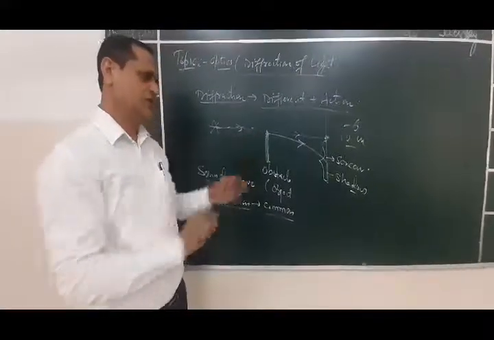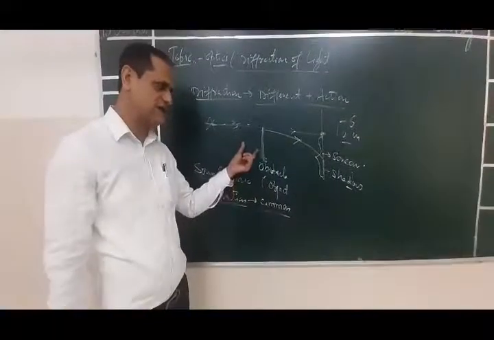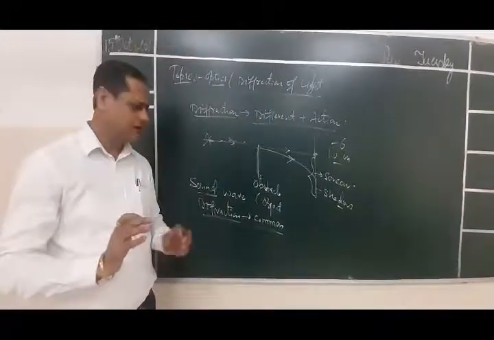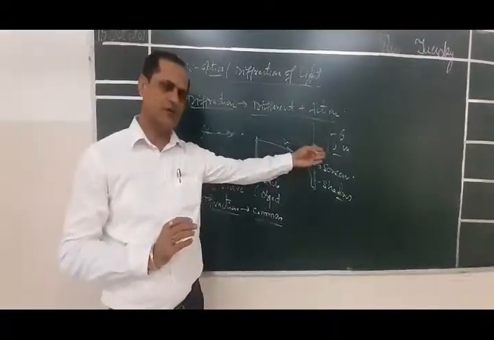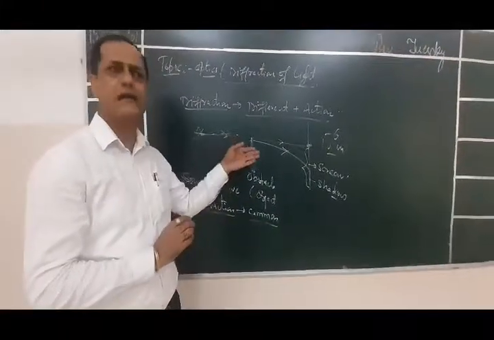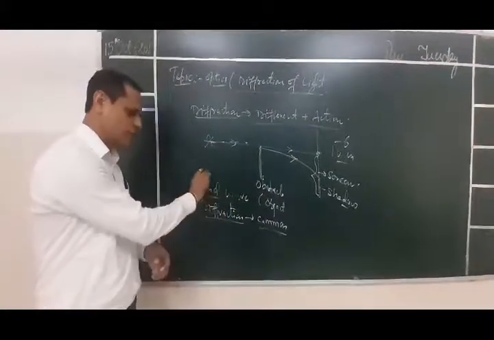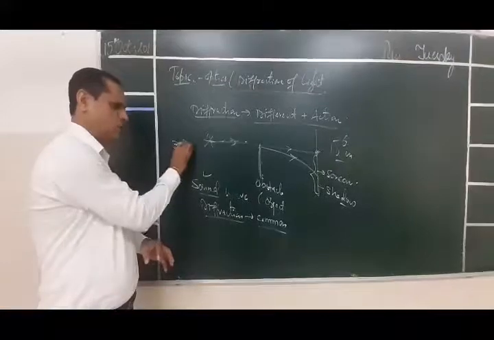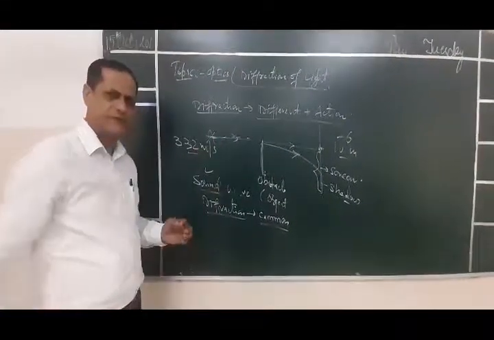As you know, for diffraction there is a very common requirement that the size of the obstacle must be small. The wavelength of the light is very small, and such a small size of obstacle is not easily available. So that's why it is hard to obtain diffraction in the normal way. But as you know, the speed of the sound wave is almost 332 meter per second.